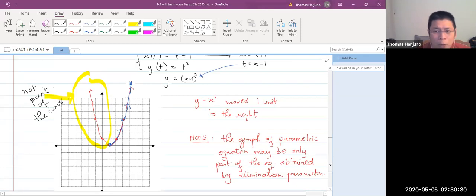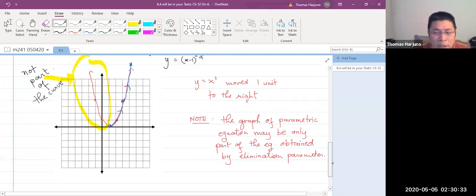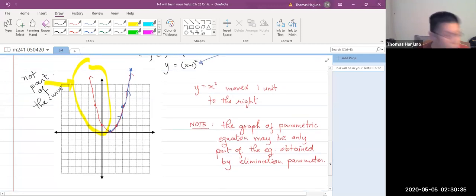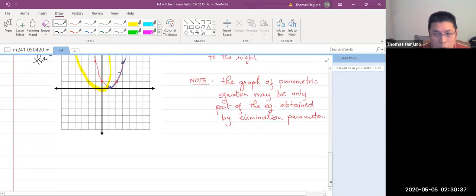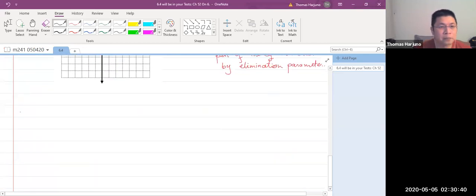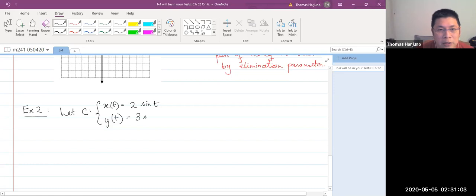Okay, let's do one more problem, and then I'll do the type of question in our textbook. This time, the following situation. Example 2. Let the curve C be given by x equals 2 sine t and y be given by 3 sine t.